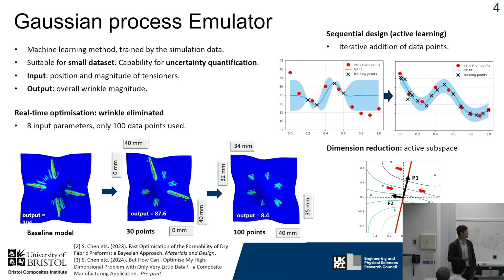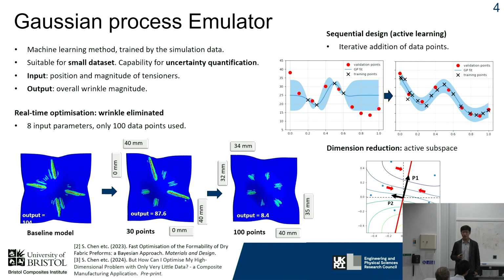The first one is called sequential design. It is also well known as active learning. Based on this method, I start from a very small data set, and then iteratively decide the next position for the point, which can be the most efficient. So after not too many trials, it can converge to the optimum.